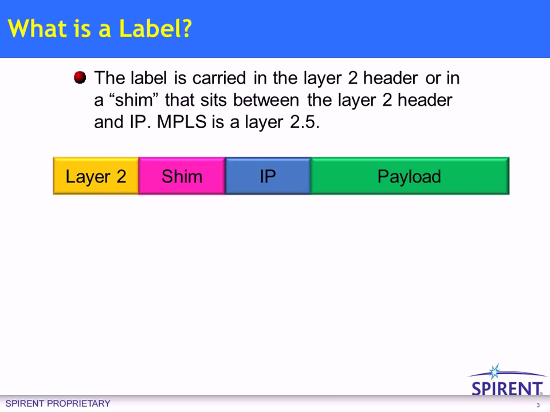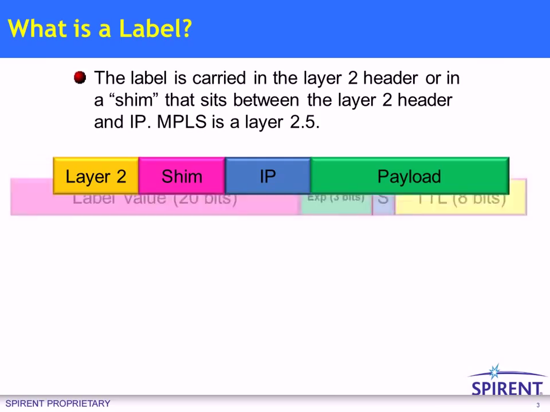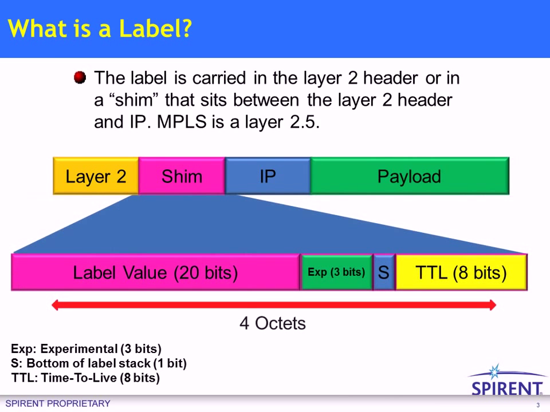MPLS is a layer 2.5 protocol. It sits between the MAC layer and the IP layer. It is a very useful protocol, allowing carriers to establish virtual private networks across large public networks. This technology can also be found deployed in large enterprise networks.